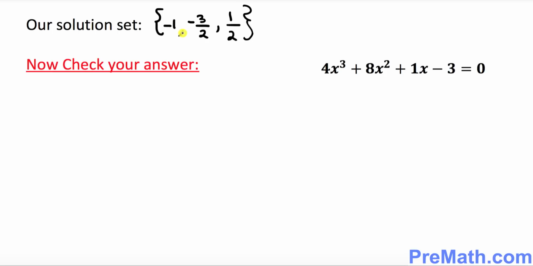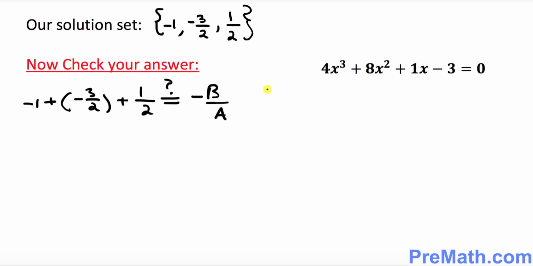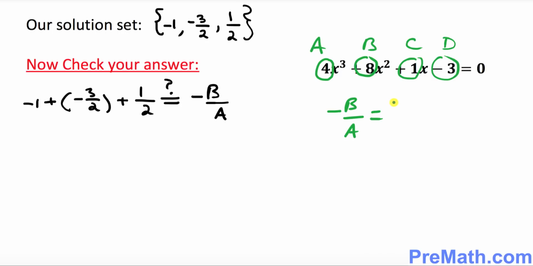The very first thing to check our answers, I want you to add up your solutions. Over here, I'm going to put down negative 1 plus negative 3 over 2 plus 1 over 2, and ask yourself, is it equal to minus b over a? Now you might be wondering what is a and what is b. In our original cubic equation, a is 4, b equals 8, c equals 1, and d equals negative 3. That means minus b over a is simply negative 8 over 4, which is negative 2. So we know that this side is negative 2.